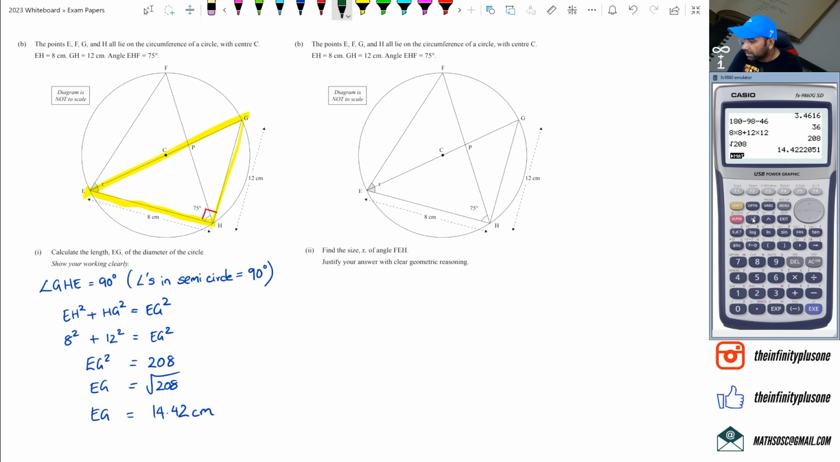So this question here is worth an achieved. Now the EG 90 degrees is not necessary. They do say that it's not necessary, so we don't actually need to worry about it. Part 2 of this question.